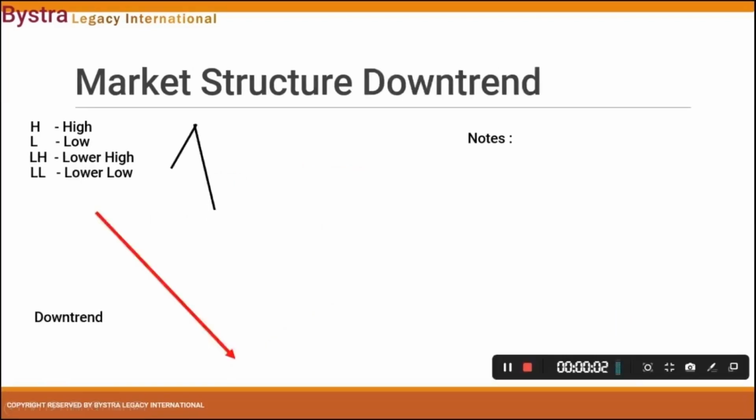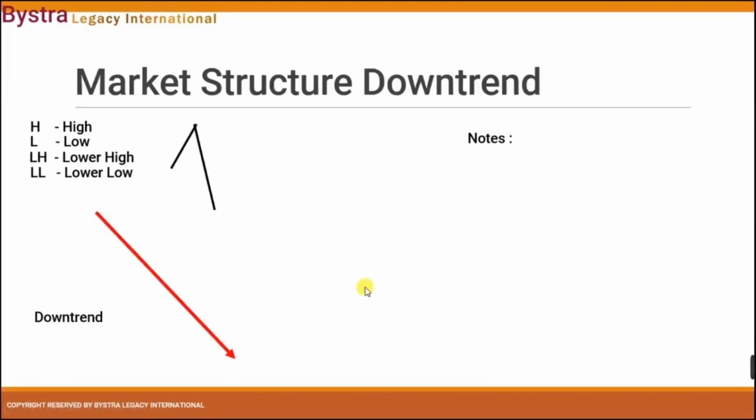Now let's look at the market structure for downtrend. Same as the uptrend, you need to identify and know the high, the lower high, and the lower low. So for downtrend, price will move in a downtrend motion, where price will create the high, low, price pulls back, creates the lower high, and broke the previous low. This will be marked as your new lower low.